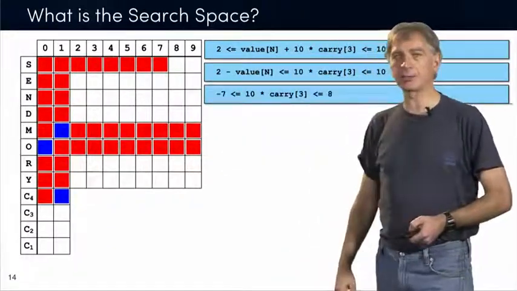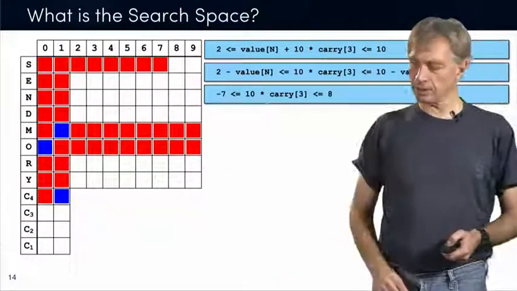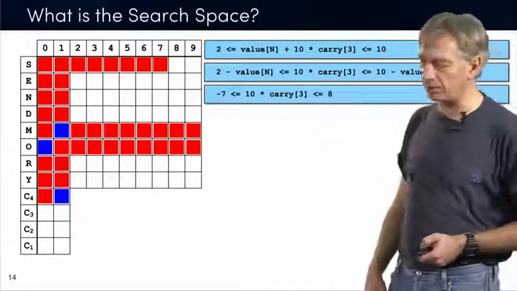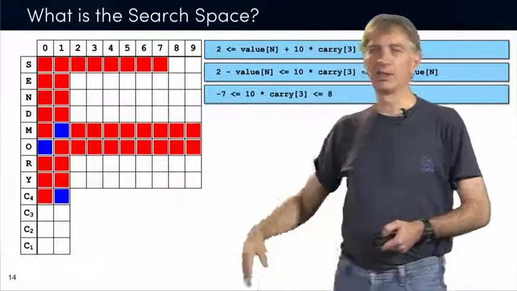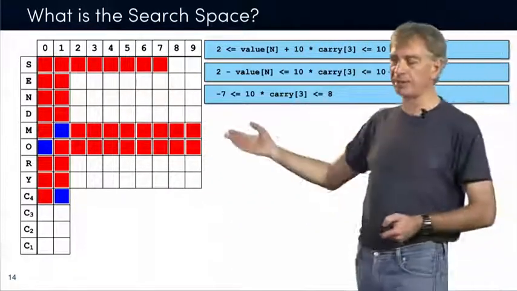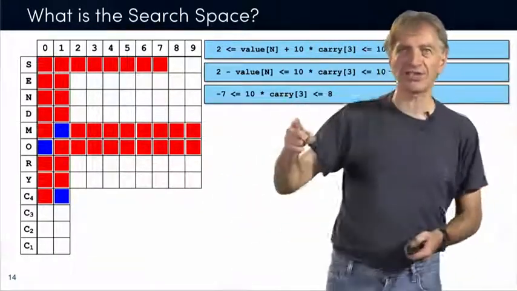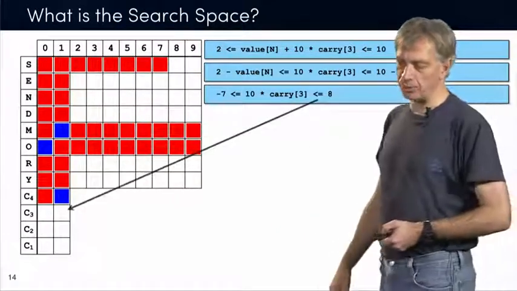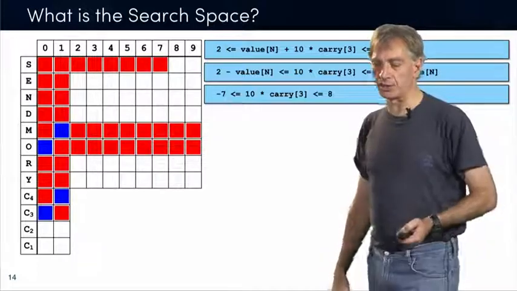Okay, so at this point we simplify the equation, which becomes minus 7 is smaller or equal to 10 times carry 3, smaller or equal to 8. The left side is boring. The right side is more interesting because it forces carry 3 to be equal to what? To be equal to 0. So this is not going to be 1, it's going to be 0.